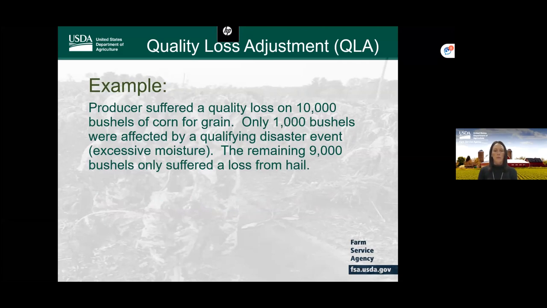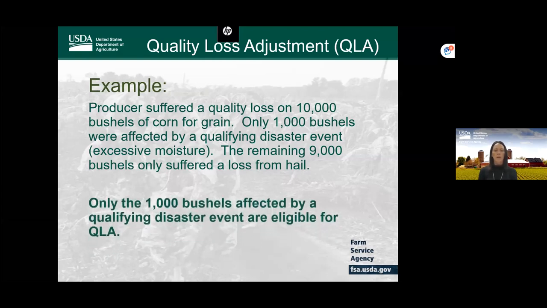In this example, the producer suffered a quality loss on 10,000 bushels of corn for grain. Only 1,000 bushels were affected by a qualifying disaster event of excessive moisture. The remaining 9,000 bushels only suffered a loss for hail. Only the 1,000 bushels affected by the qualifying disaster event of excessive moisture would be eligible for the quality loss adjustment program. So in this scenario, that 9,000 bushels came from a separate area that was not affected by excessive moisture. So that 9,000 bushels came from acreage that was only affected by hail. That's why that 9,000 bushels is not eligible for the quality loss assistance program.